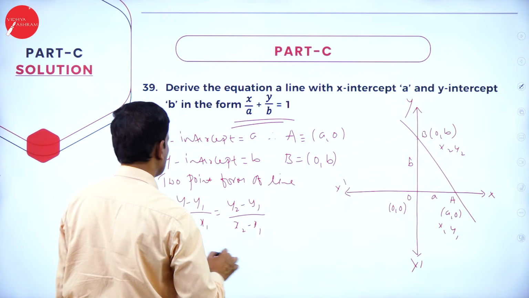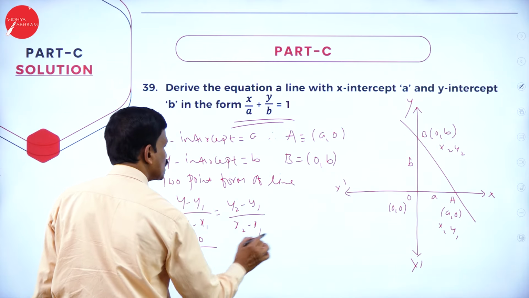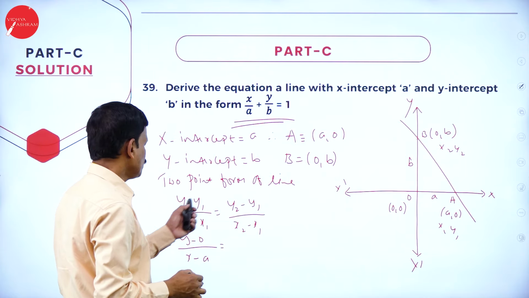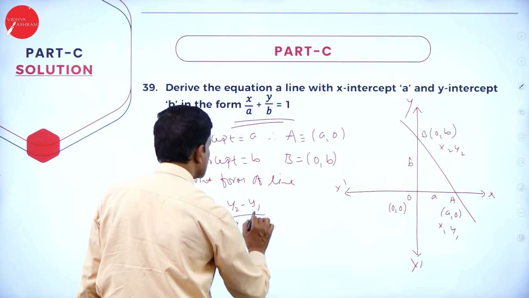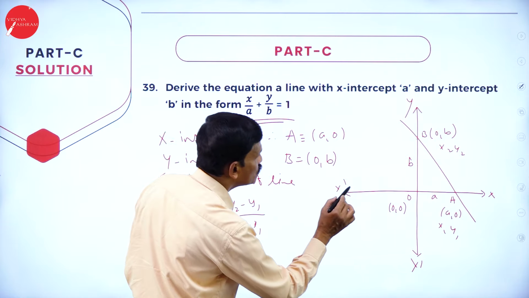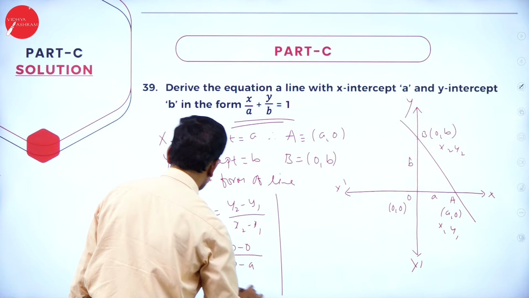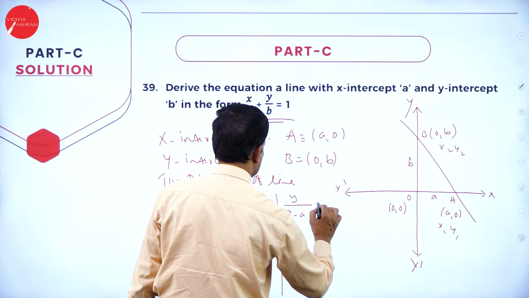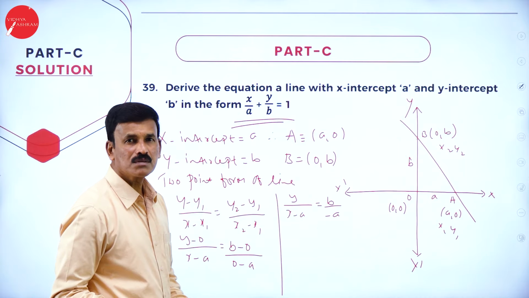Y minus y1, y1 is 0, divided by x minus x1, x1 is equal to A, is equal to y2, y2 is B, minus y1, y1 is 0, divided by x2, what is x2? X2 is 0 minus x1 is equal to A. So, what is this equal to? Y minus 0 is y divided by x minus a is equal to b minus 0 is b divided by minus a. Cross multiply and simplify, you will get the answer.